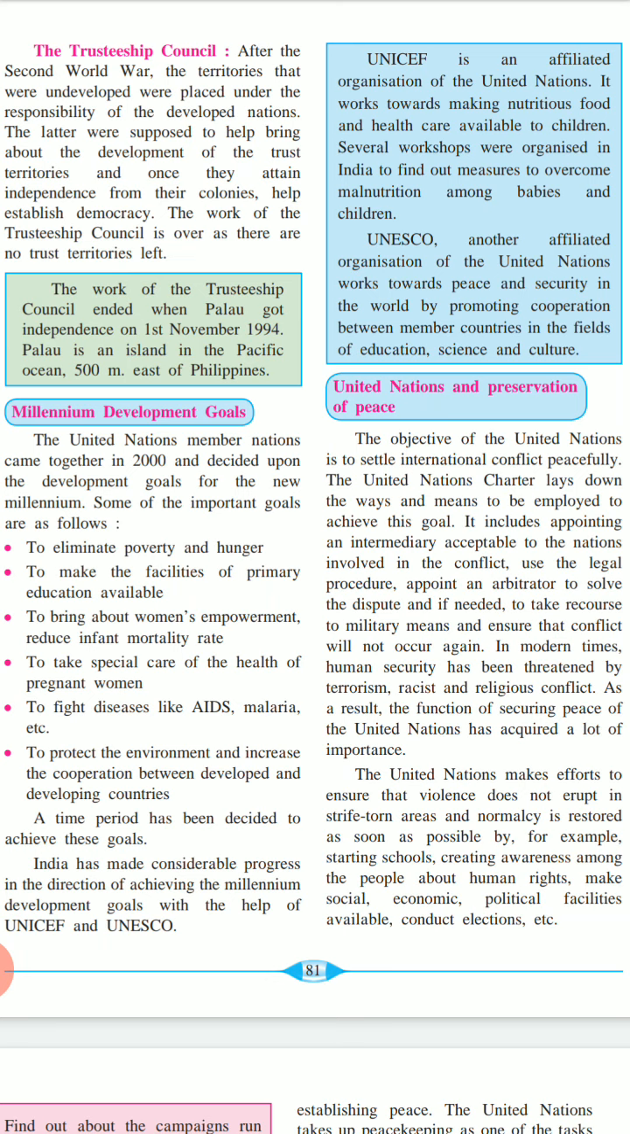And UNESCO is another affiliated organization of the United Nations which works towards peace and security in the world by promoting collaboration between member countries in the field of education, science and culture. So UNESCO is basically working for unity and peace.